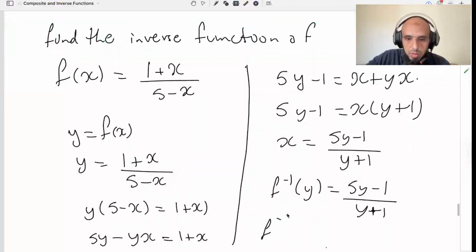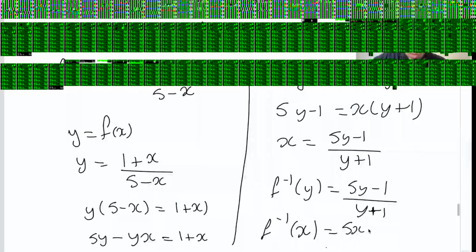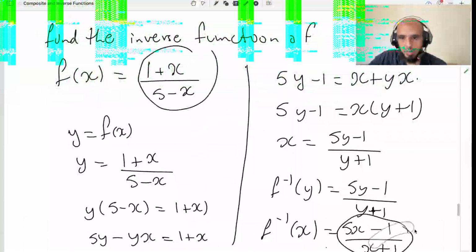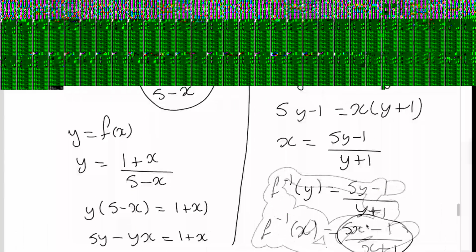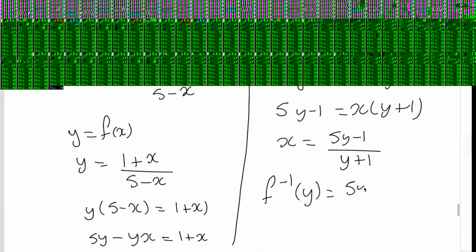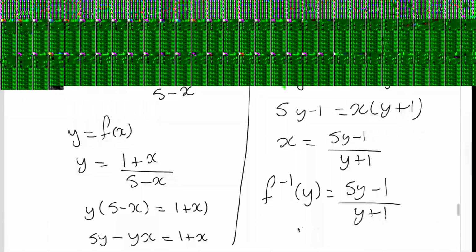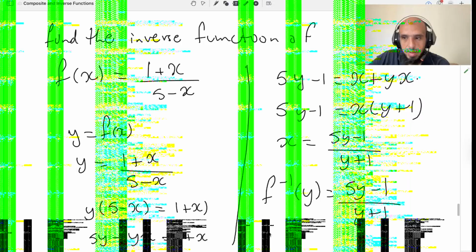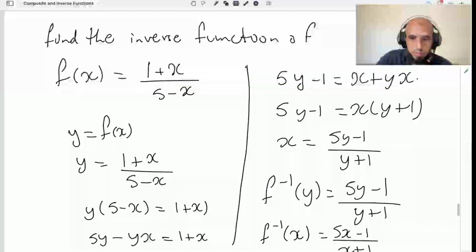Or if we put x back in y's place, f minus 1 of x is equal to 5x minus 1 divided by x plus 1, and this is the inverse function of our original function here.